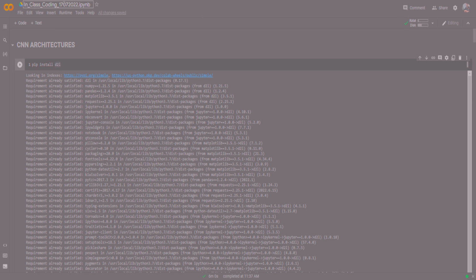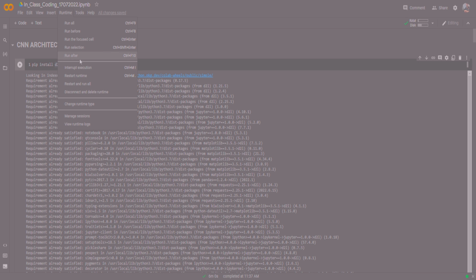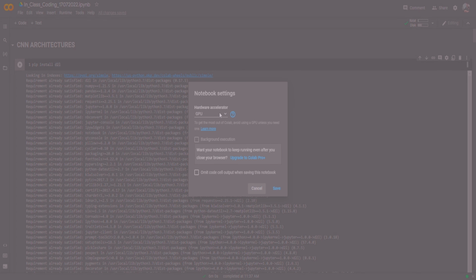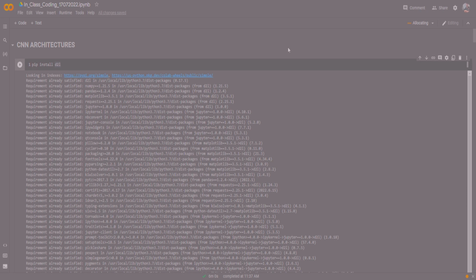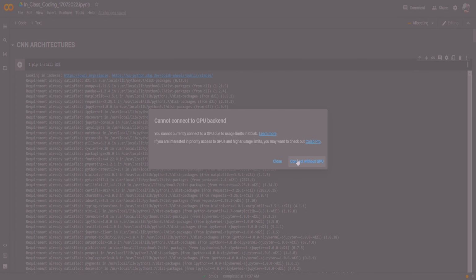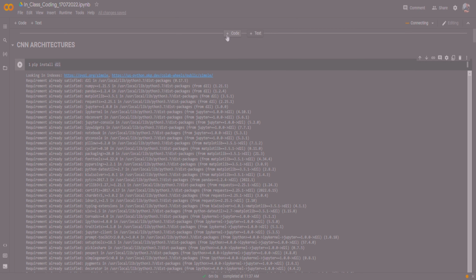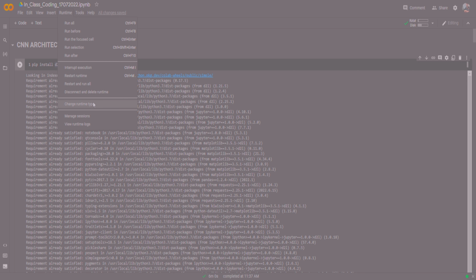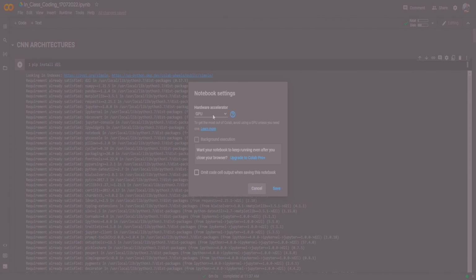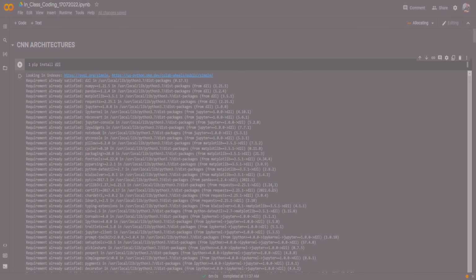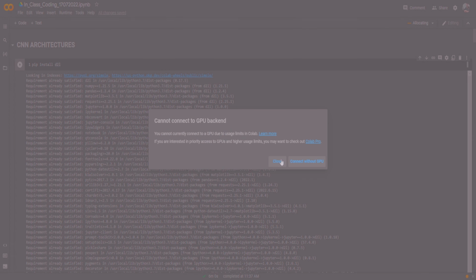It says it is initializing. It has been initialized. Let me change the runtime type. Let's see if we get a GPU. Connect without GPU. Fine. One last time I'll try. If that is still not going to work, yeah. It says that it is GPU, but still, all right. That's fine.